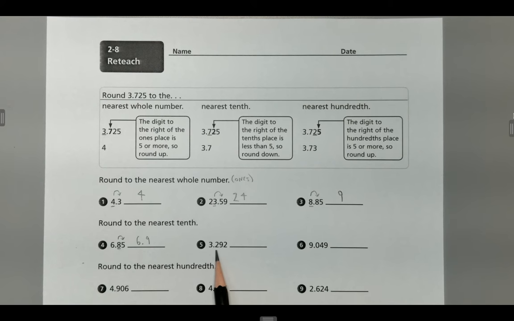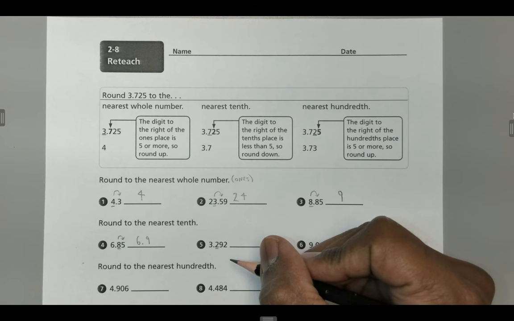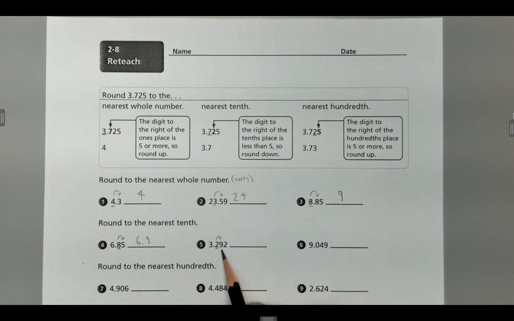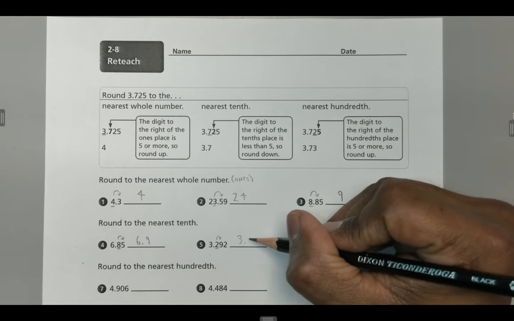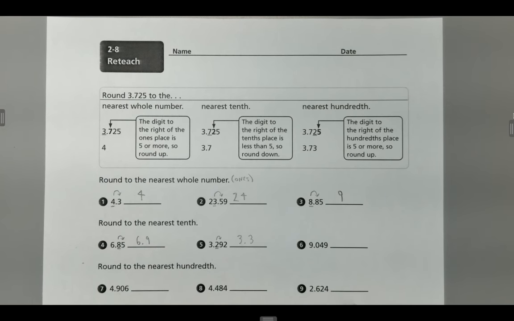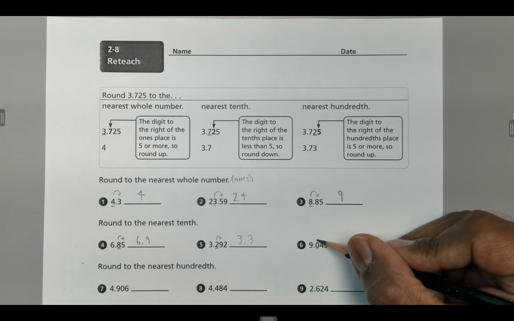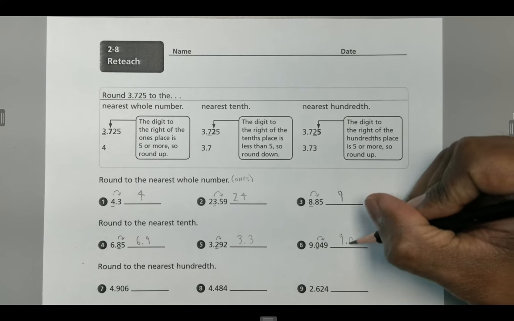Number 5, 3 and 292 thousandths. I'm underlining the 2 that's in the tens place. I'm looking at the digit to its right, which is a 9. 9 is 5 or more. That means I raise the score on what I've underlined. Nine and 49 thousandths. I underline the 0 in the tens place. I look at its neighboring digit to the right, 4. This 4 is 4 or less. That means I give this a rest. The 0 remains a 0.